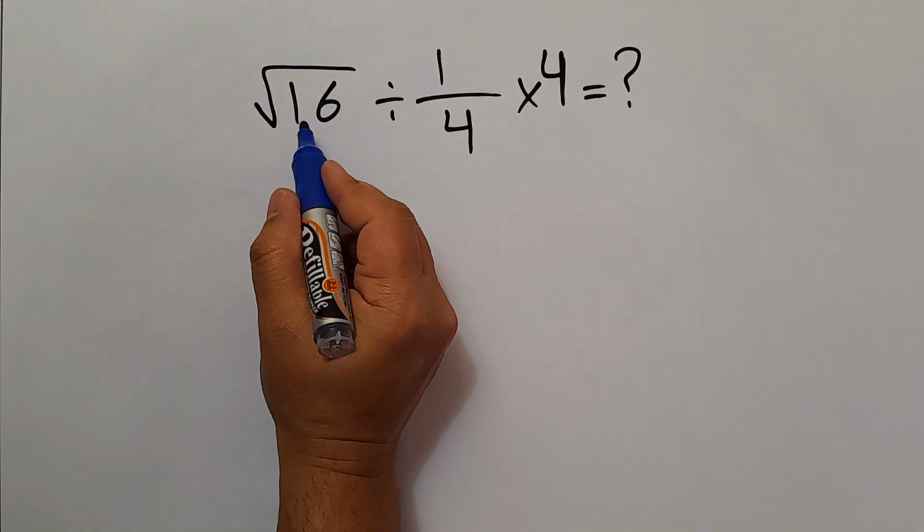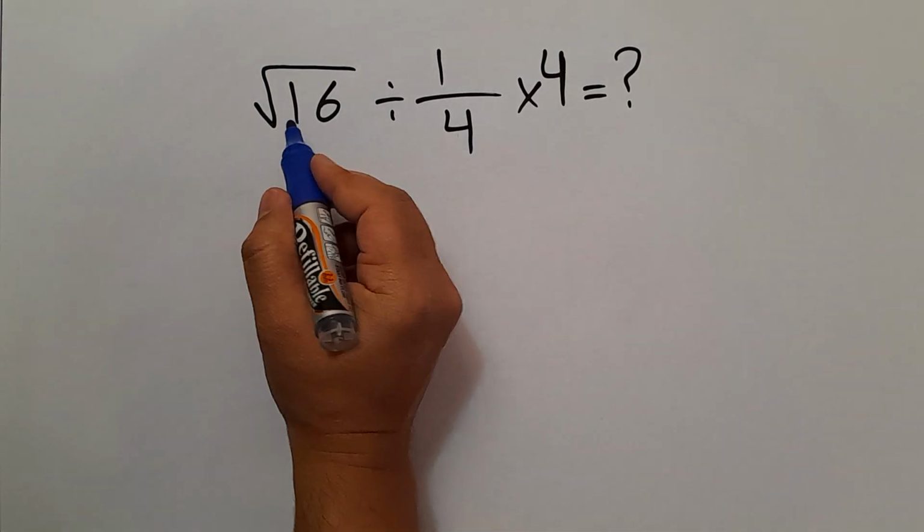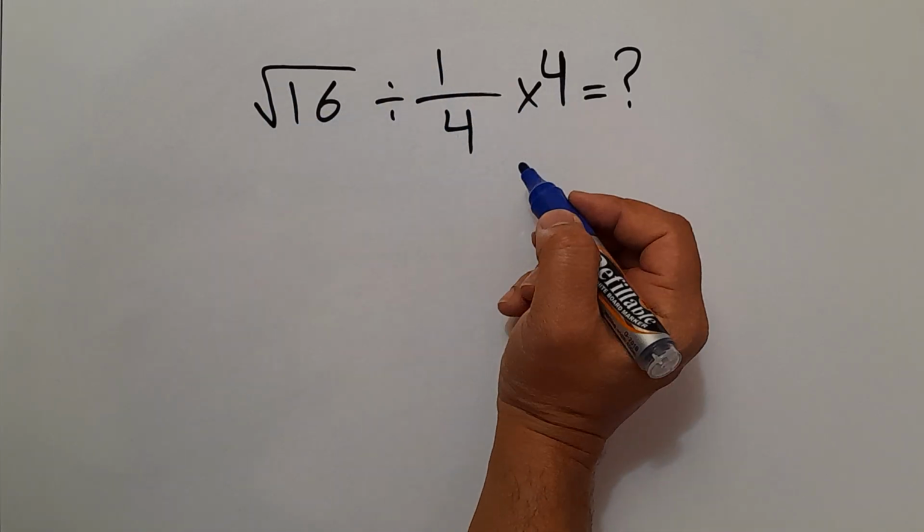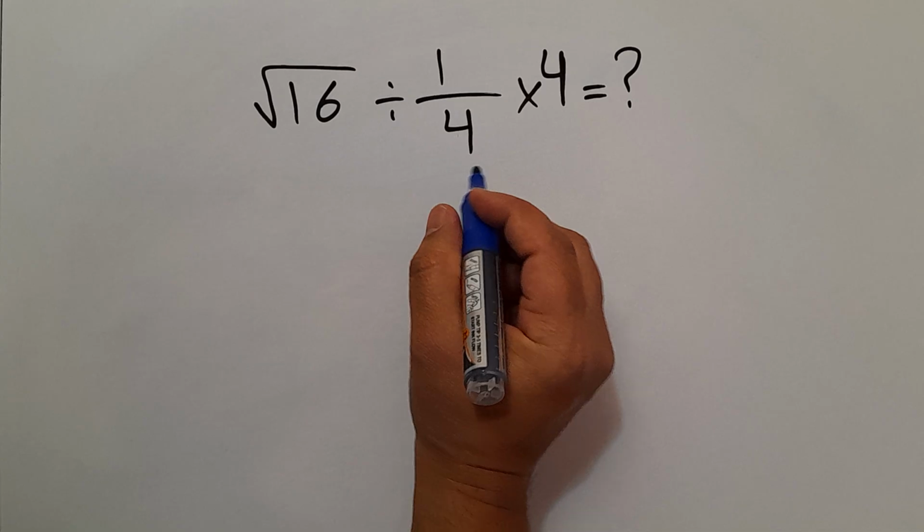In this video we want to find the value of this expression, which is the square root of 16 divided by 1 over 4, then times 4. Are you ready to solve? Let's go ahead and get started.